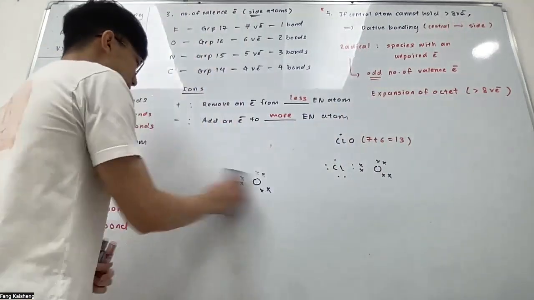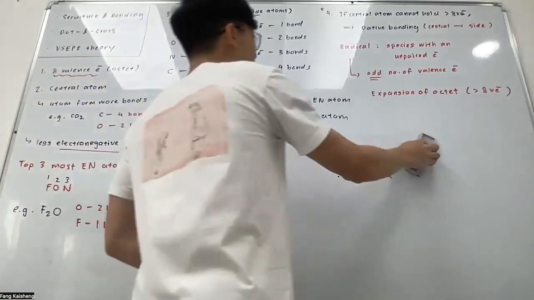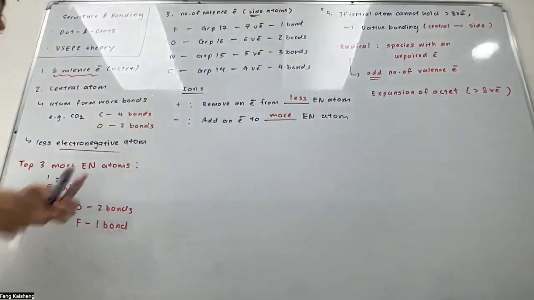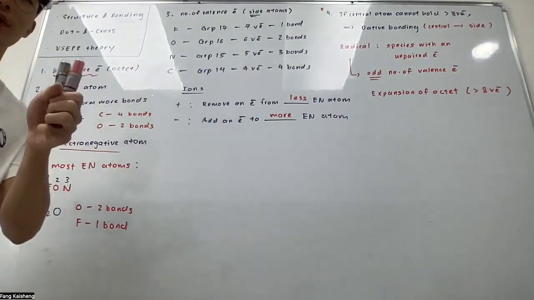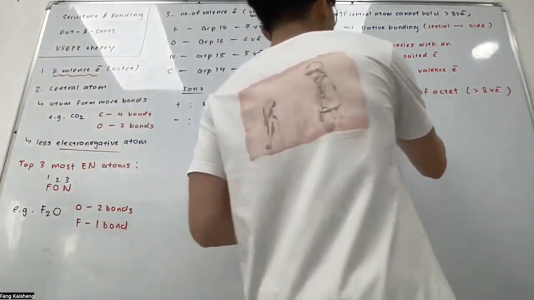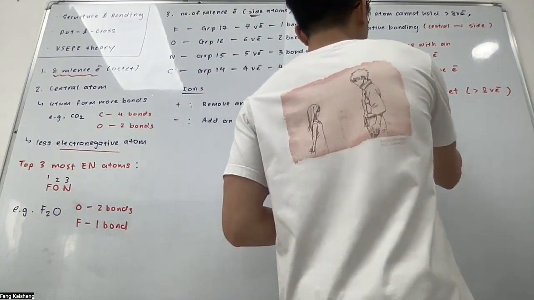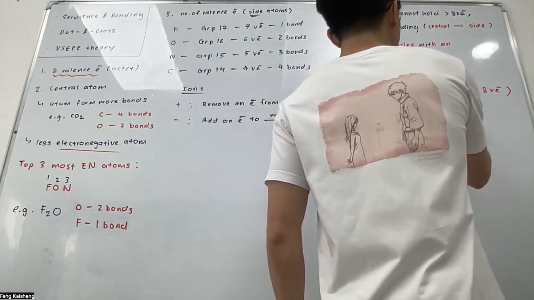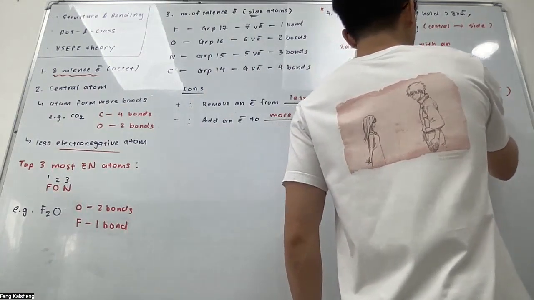Okay, so guys, let's take a look at this idea of expansion of octet. Now, this one I need to explain how it actually works. So how does this work? Who can expand the octet? That's our most burning question at this point in time. Guys, let's write this down. Who is it? Your period 3 elements and below.